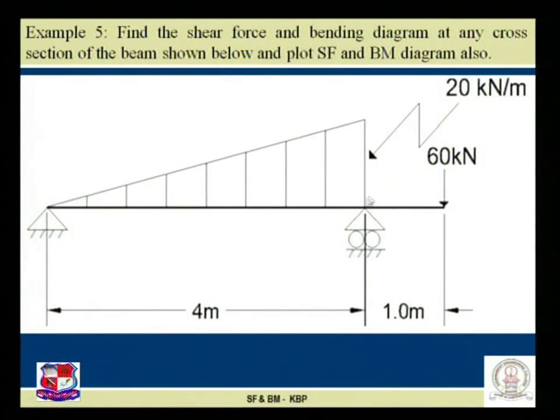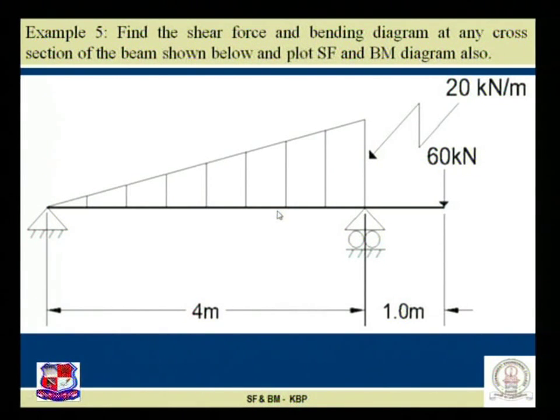This is an overhanging beam with a span of 1 meter which is overhanging, beyond this support. So it is a one-way overhanging beam subjected to a uniformly varying load up to 4 meters, and then it is subjected to a 60 kilonewton point load at the free end, at the tip of the overhanging beam. Our intention is to find the shear force and bending moment at each and every section, and then plot the shear force and bending moment diagrams.